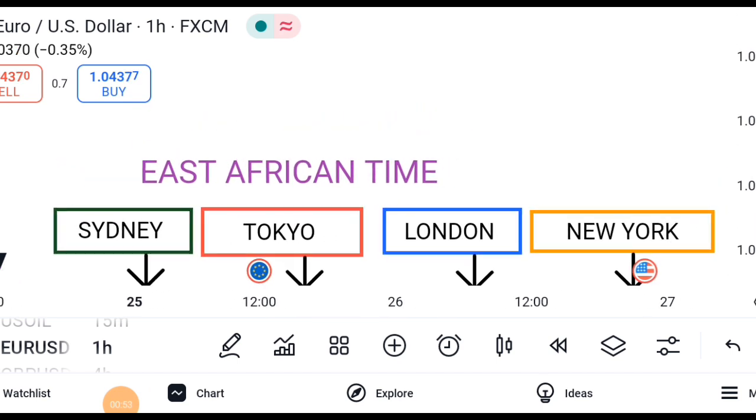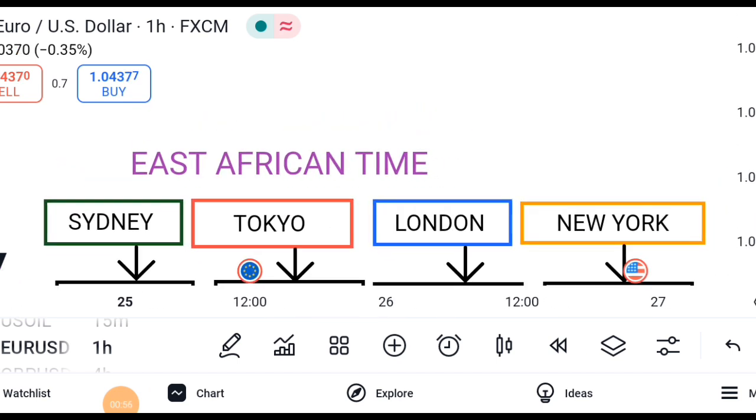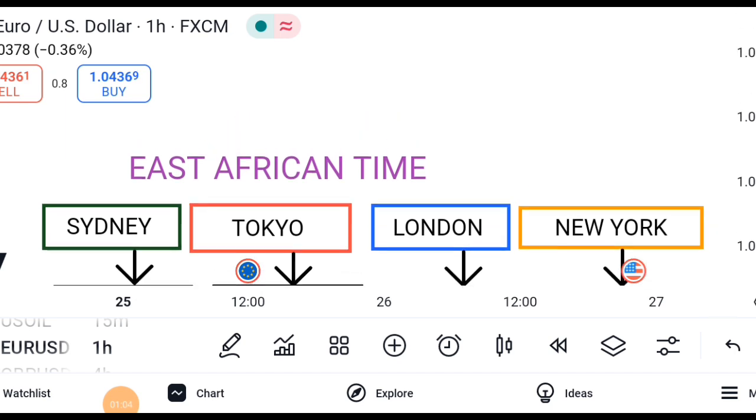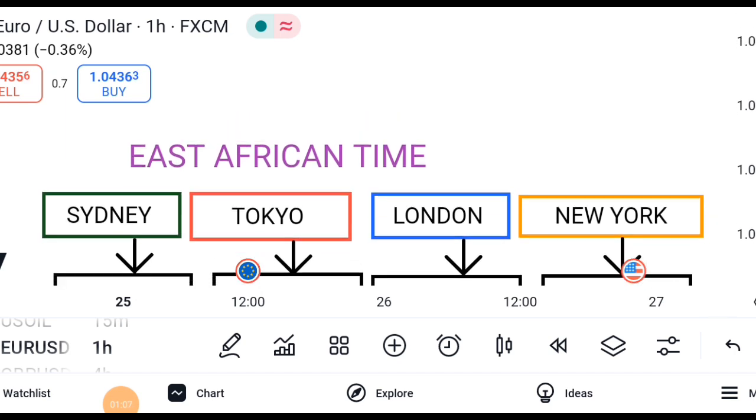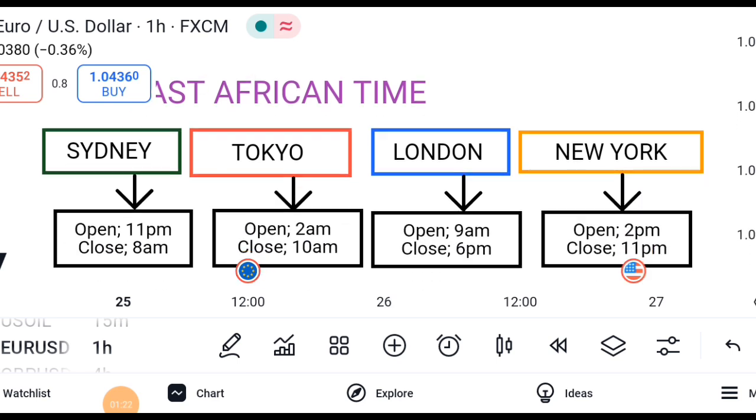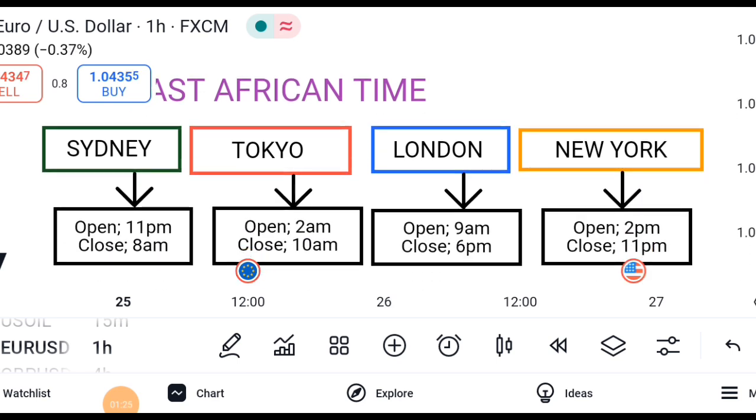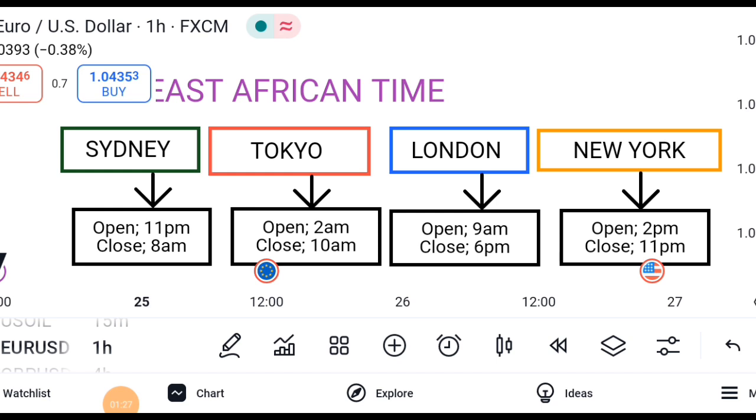So basically, as you can see, there are 4 major trading sessions, and as you can see from up here, it is in East African time. So if you're East African, please stay. It's all the same with other countries, though the pairs traded are the same, the timing may differ depending on which country you are in. So as you can see, we have 4: Sydney, Tokyo, London, and New York. Each of these sessions has a time when it opens and when it closes.